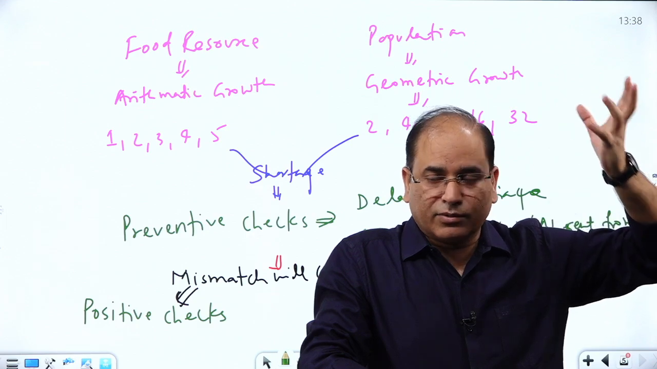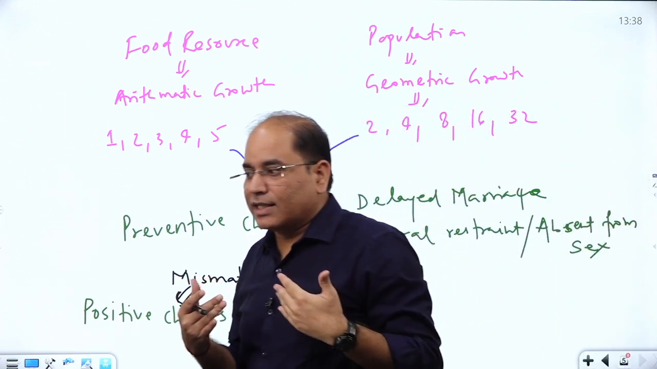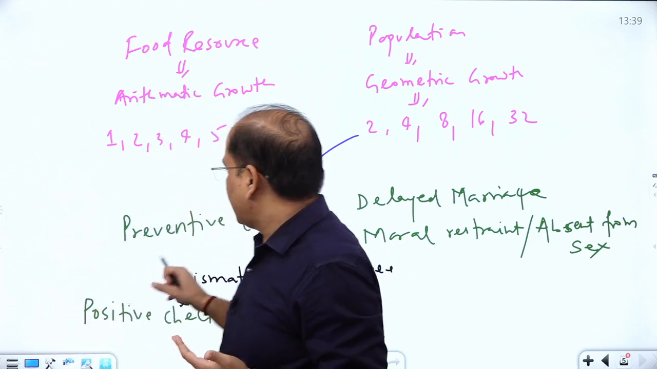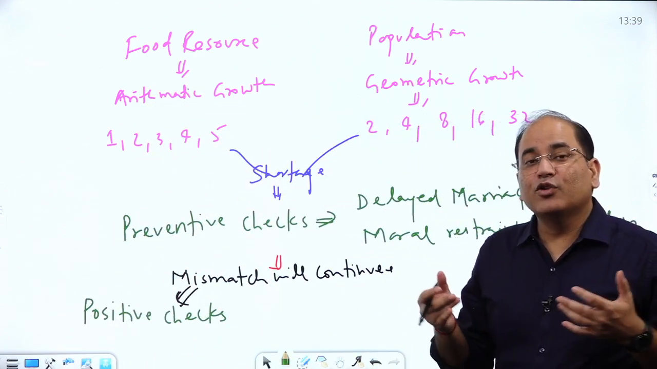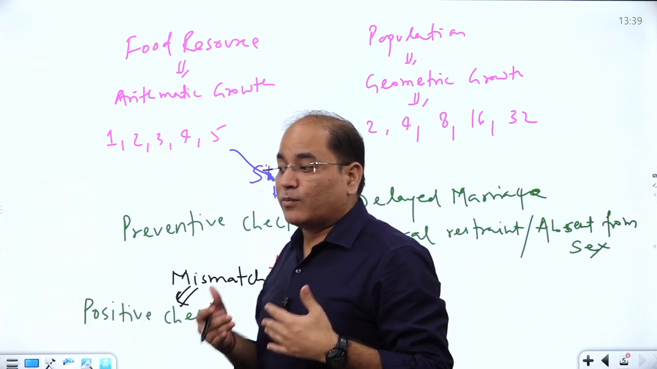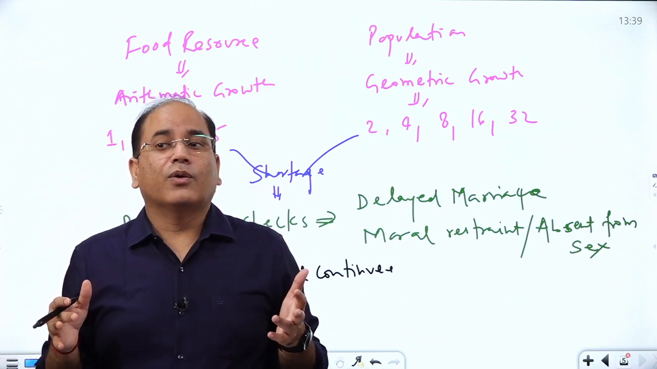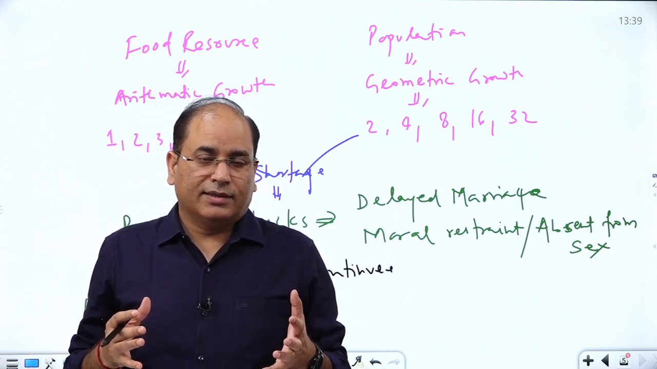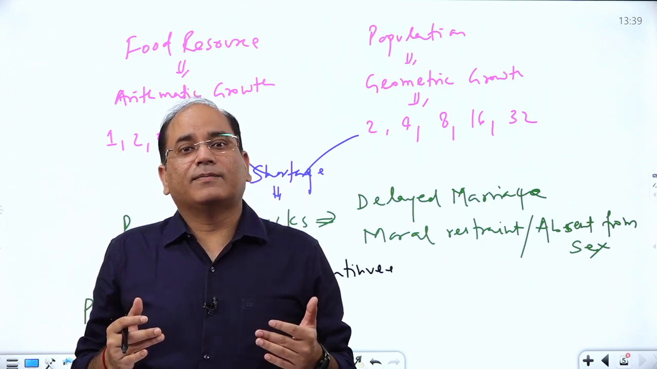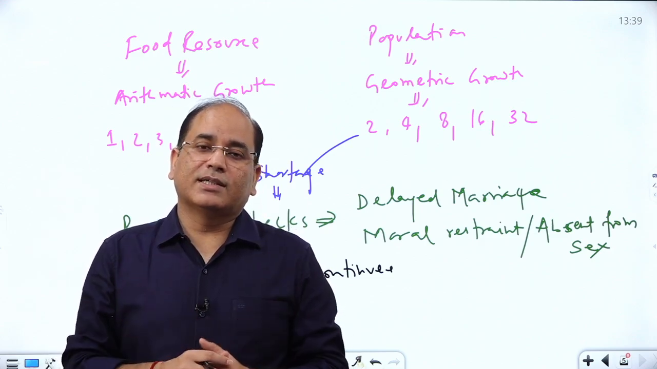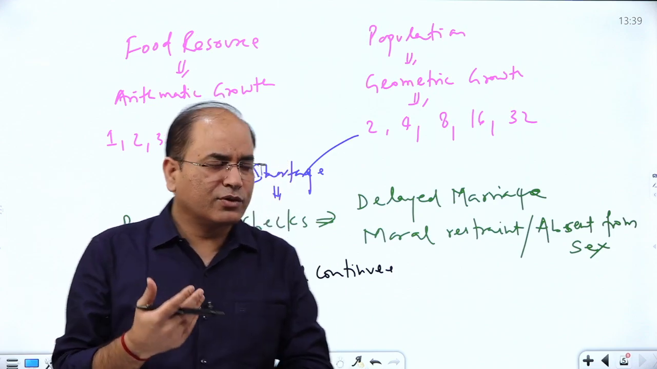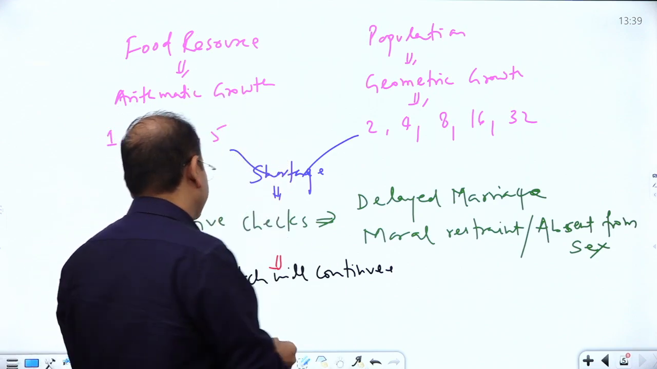Now the positive checks, one very interesting thing, positive checks are applied by nature. Preventive checks have been applied by the humans. But when the population will continue to grow and there is no scope of improvement, what will happen? Then comes the positive checks. Positive checks are applied by nature. Now when nature applies them, what are some of the positive checks?